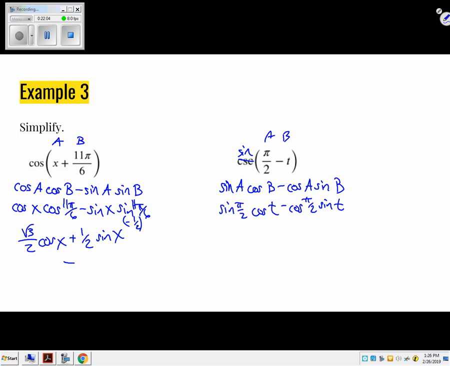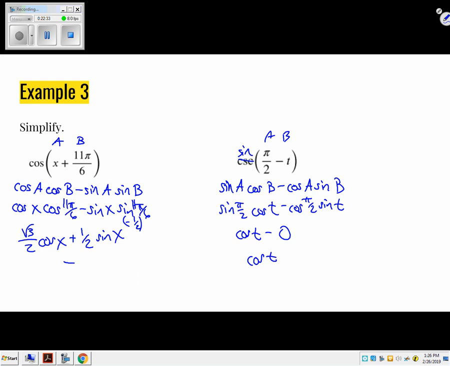Now, sine of pi over 2 is 1. Okay, 1 times cosine t. Interesting. Minus cosine pi over 2, which is 0, times sine of t. 0, so minus 0. What's cosine of t minus 0? There you go. That's your answer.